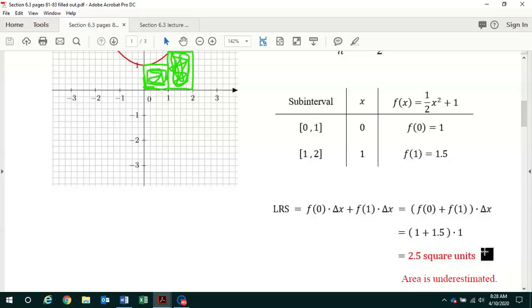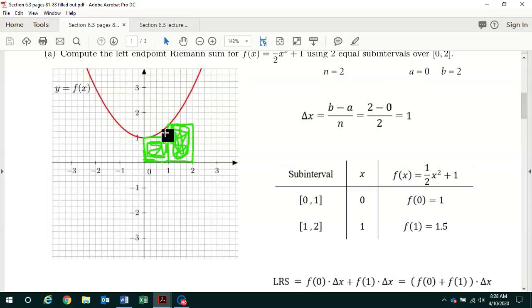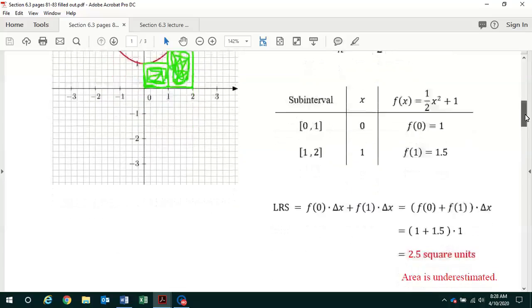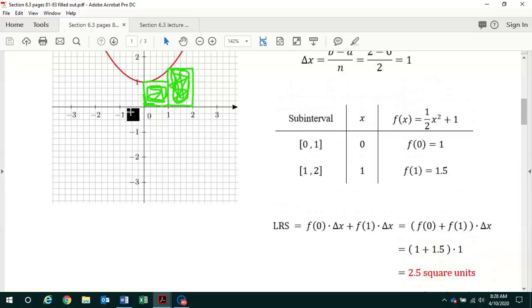And we can see that this underestimates the total area under the curve from x equals 0 to x equals 2, because you can see there's a little bit of area here unaccounted for, and there's the area up right here that's unaccounted for. And so our estimate, our left endpoint Riemann sum, in this case underestimates the area under the curve and above the x-axis from x equals 0 to x equals 2.